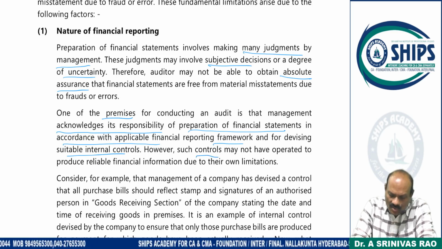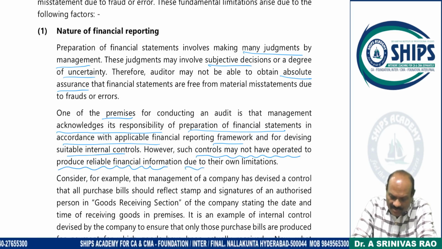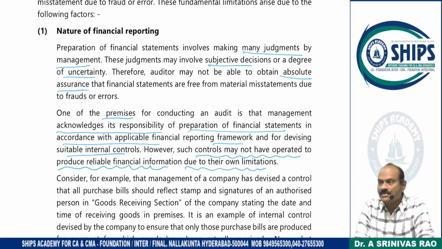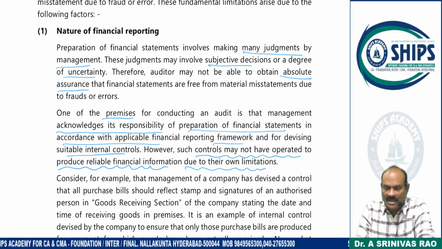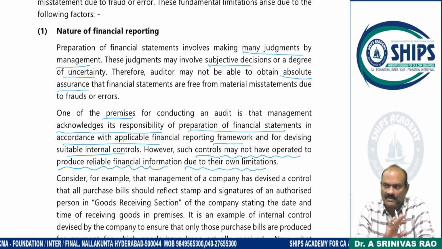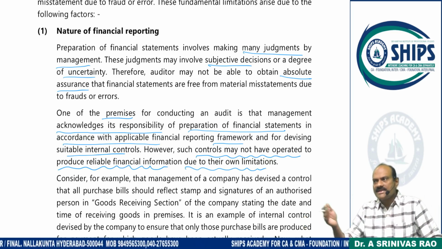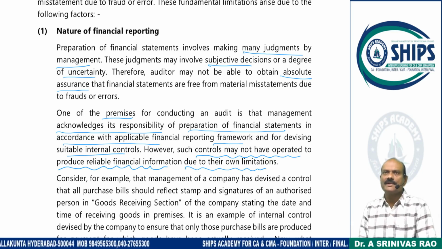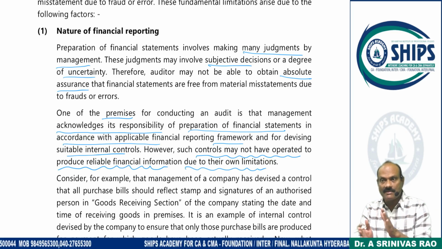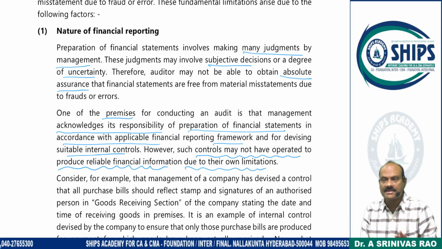However, the controls may not have operated to produce reliable financial information due to their own limitations. Management is responsible for developing the internal control system and keeping the books of accounts. Whatever internal controls you have developed, they may not give the expected result. An example, to understand, I am giving an outside example. Sometimes they convert a two-way road into one way. Sometimes police suddenly in the morning put up boards making it one way. They do some experiment, it gives a worst result, and next day they change it.